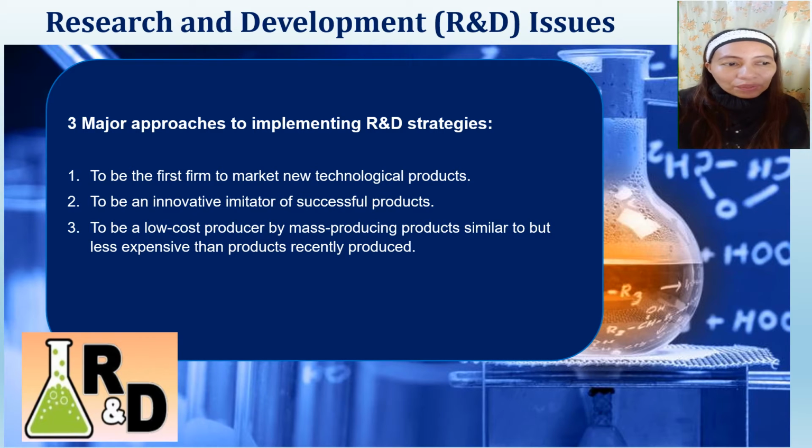So next, a third approach is that the strategy is to be a low-cost producer by mass producing products similar to but less expensive than those recently introduced. As a new product is accepted by customers, price becomes increasingly important in the buying decision. Also, mass marketing replaces personal selling as the dominant selling strategy. This R&D strategy requires substantial investment in plant and equipment but fewer expenditures in R&D than the two approaches described previously.